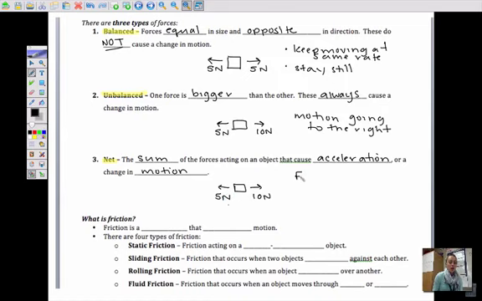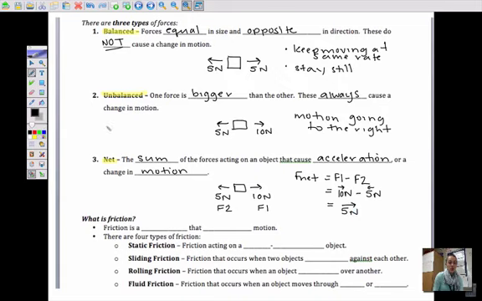Now, when we solve for net force, we're going to take our bigger force, called F1, so 10 newtons is bigger than 5 newtons, this is our F1. We're going to subtract our second force, or F2, and our smaller force is always going to be F2. So our net force is going to be 10 newtons going to the right, minus 5 newtons going to the left. So it'll equal 5 newtons going to the right.